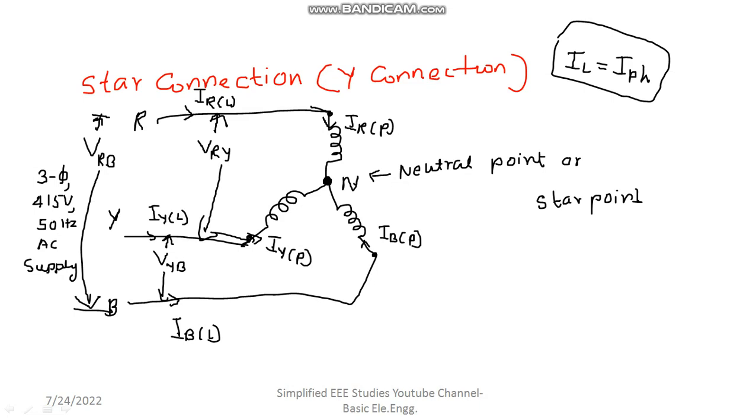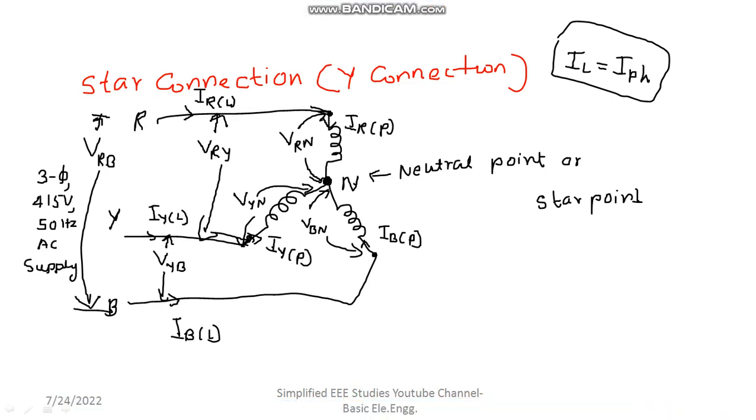Now what is phase voltage? See, this is your phase voltage. You can write it as VRN. Then another one is VYN. Next VBN. You write it like V subscript BN or V subscript YN, like that. Clear? Okay.